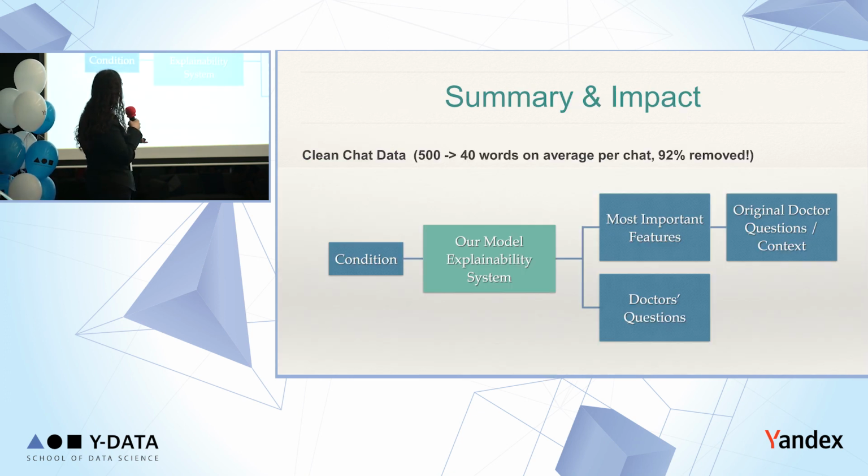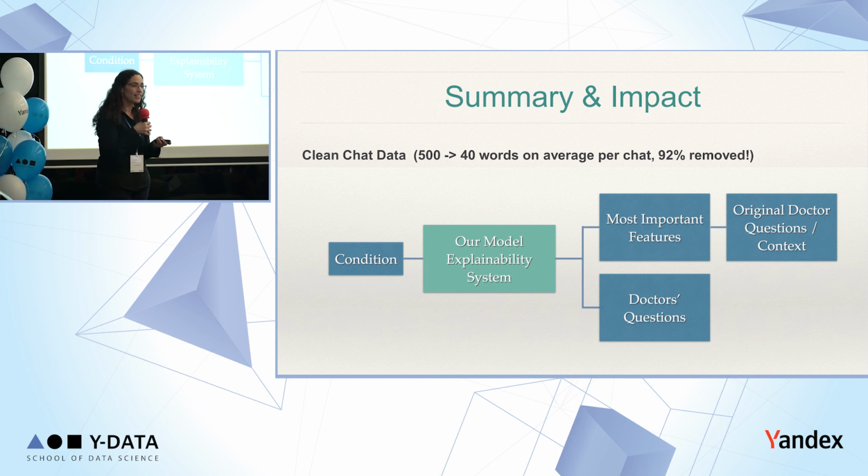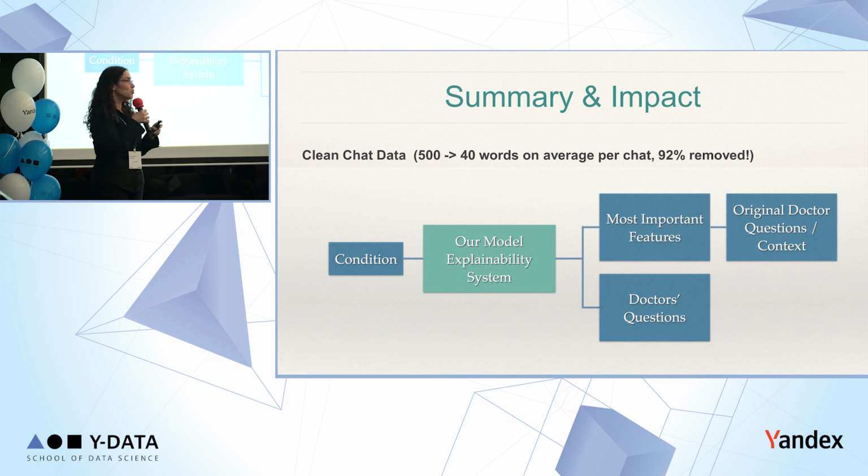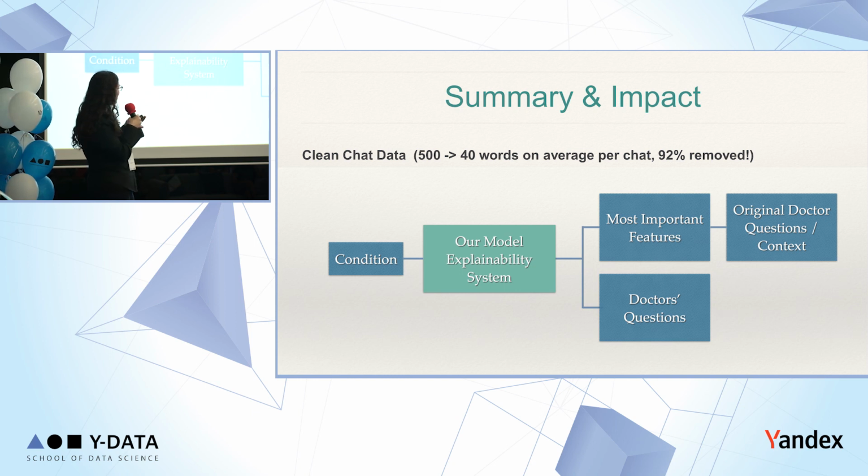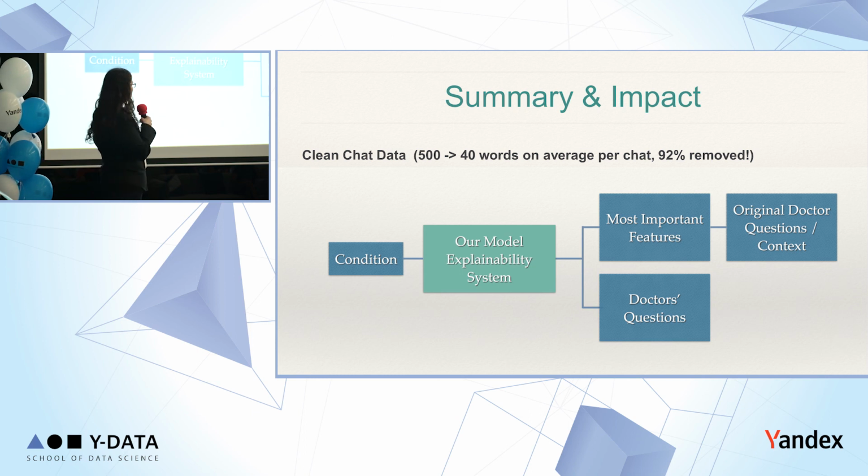To summarize, we were able to clean the chat data, removed noise and leakage, and reduced 92% of it, going from 500 to 40 words on average per chat. And what we built is basically a model explainability system where K can now put in a condition and get out the most important features for that condition, doctor and patient separately. They can get the exact question and context for that. They also get all the doctor's questions related to that diagnosis.